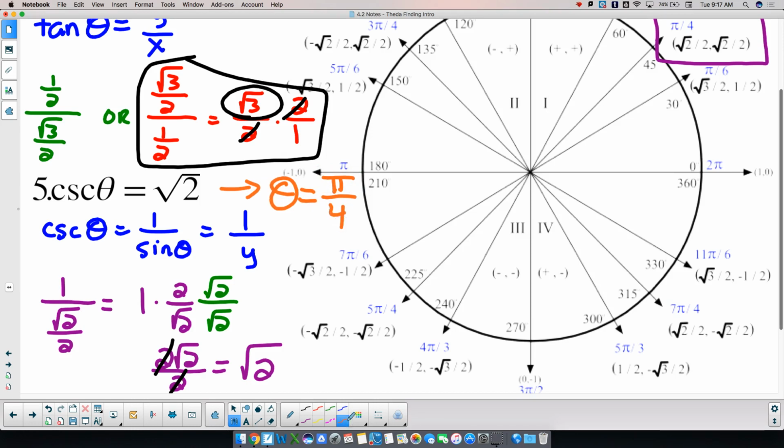We'll do more of this in class tomorrow, where we won't be restricted to the first quadrant.